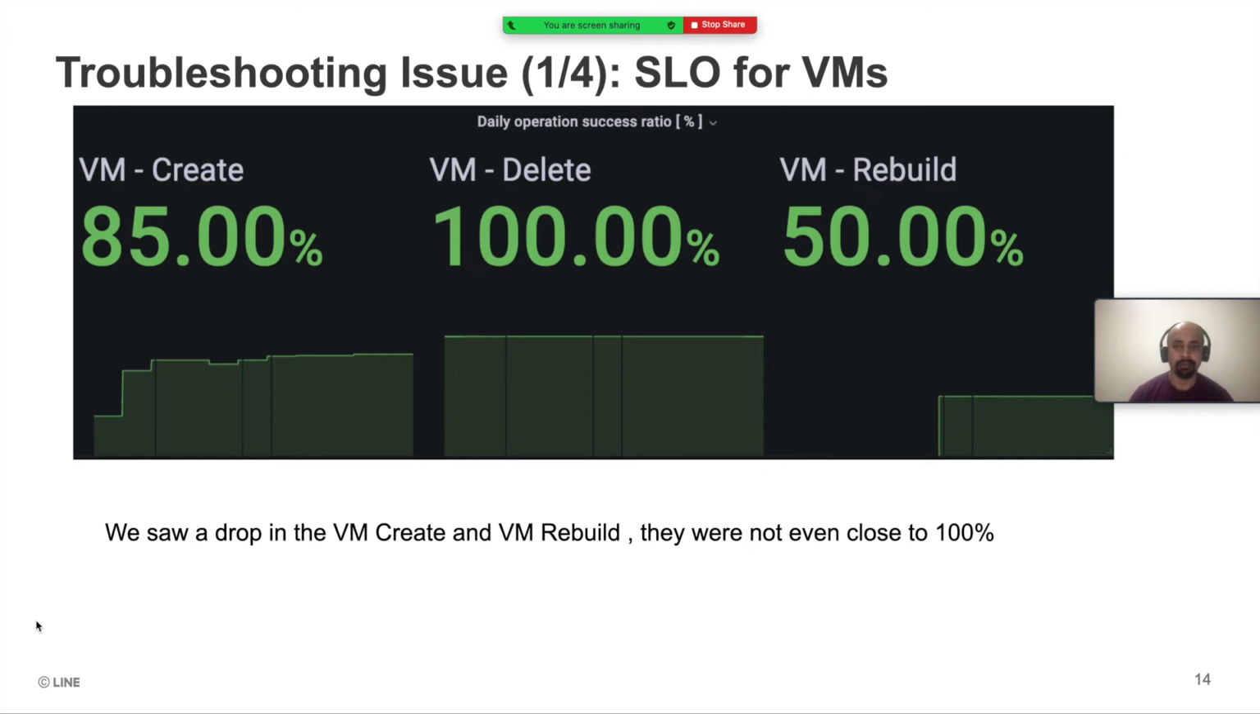Here we can see the VM create and the VM rebuild operations are not at 100%, while the VM delete is. This is a daily operation success ratio. So by this graph, what I can identify is that the VM delete operation, which has been requested by the user, is working 100% properly, while the VM create and VM rebuild have some issues. By this graph, we can see that there is a problem at this point or between this point. So we can analyze the logs at that time and see what the problem was.